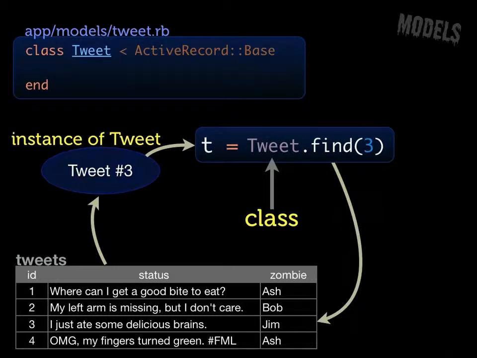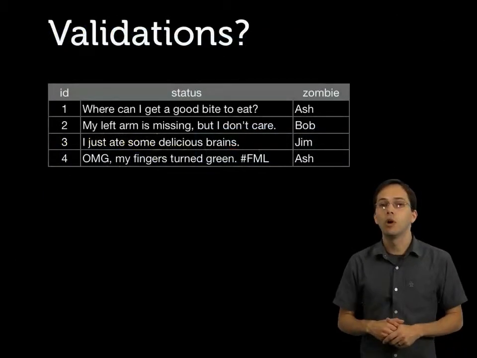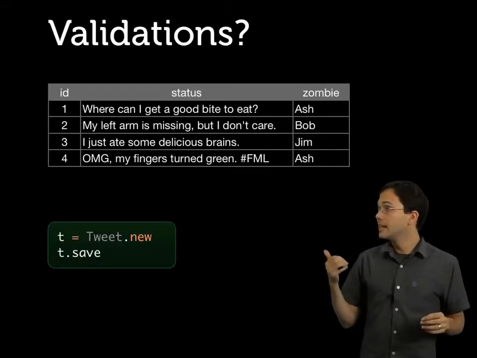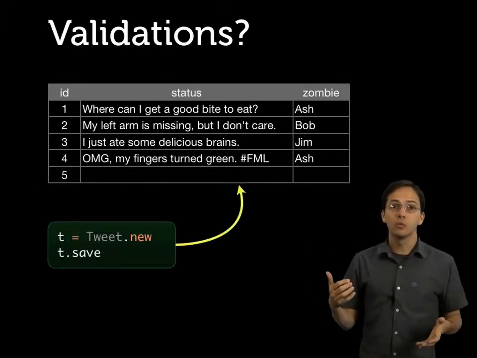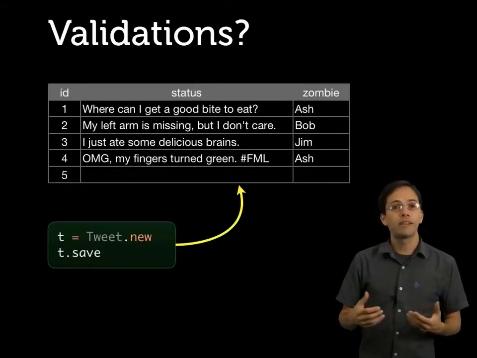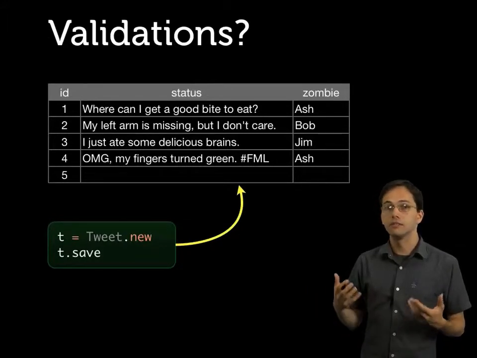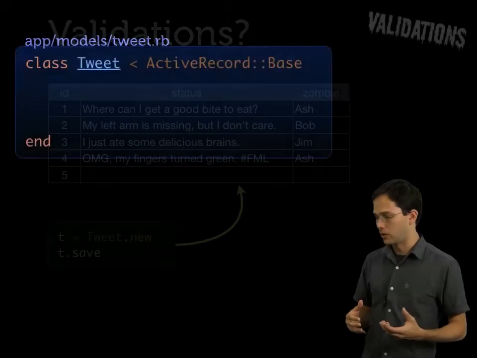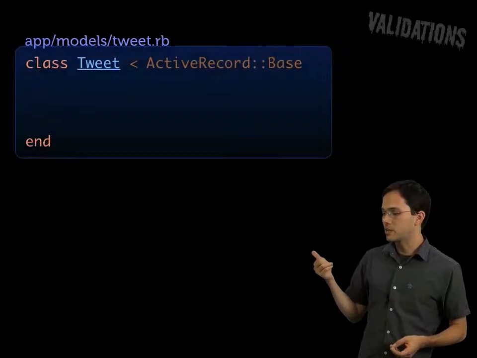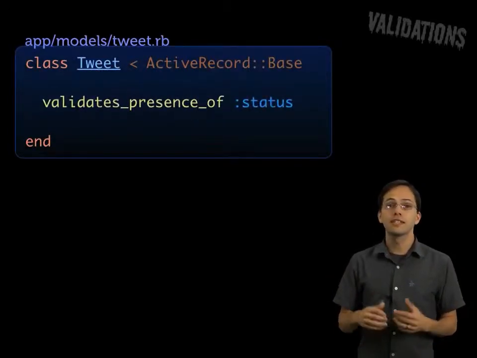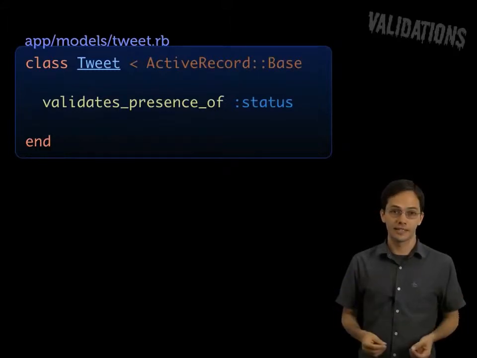Now you may have noticed with Lab 1 that it was possible to create a zombie with no data in it. And in this case here, we can create a tweet with no data in it, which isn't so good. We obviously need some way to validate our model. We can do that in Rails by adding some bit of code. Here in our Tweet class, we can add validates_presence_of :status to ensure that a status is put into the model before it gets saved.